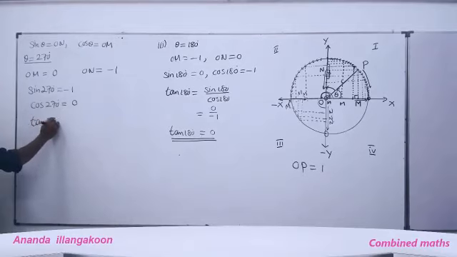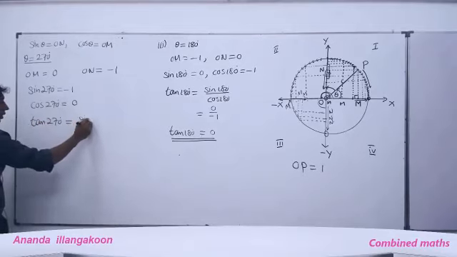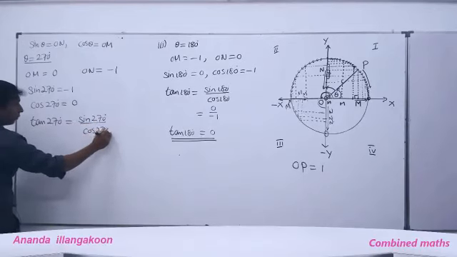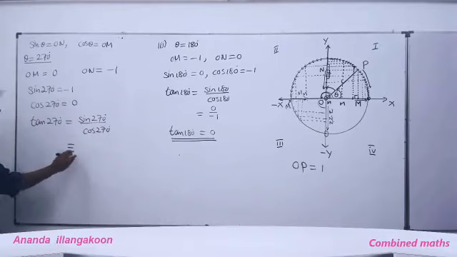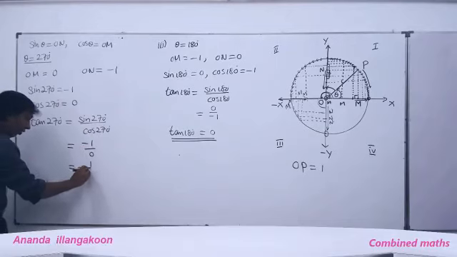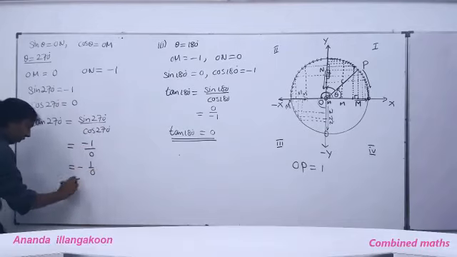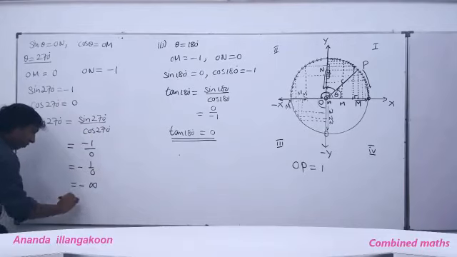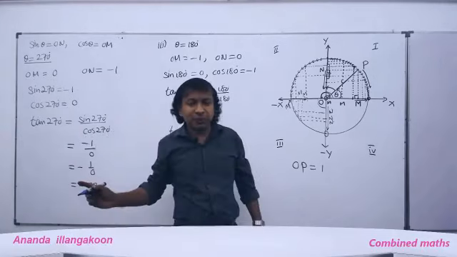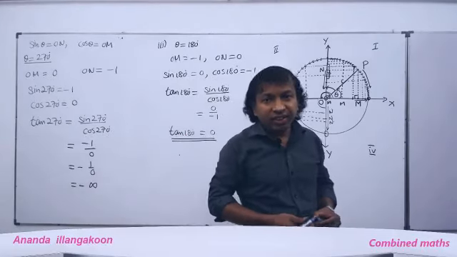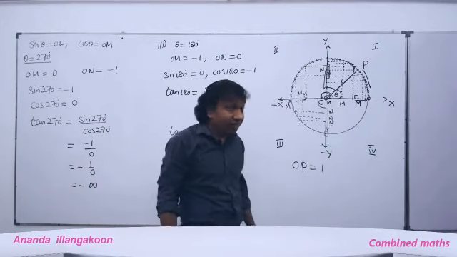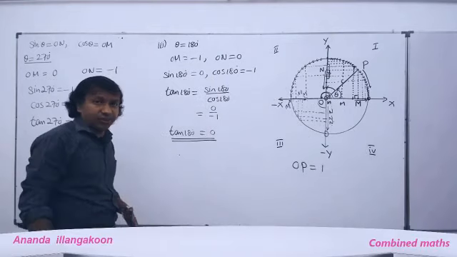Tan 270. What is that, people? Sin 270 divided by cos 270. Sin 270 is minus 1, cos 270 is 0. When I keep this minus sign before, we have 1 upon 0. 1 upon 0 we identified as infinity. Therefore, this time minus infinity. But tan 270 can go to plus infinity also. I'll tell that later on.